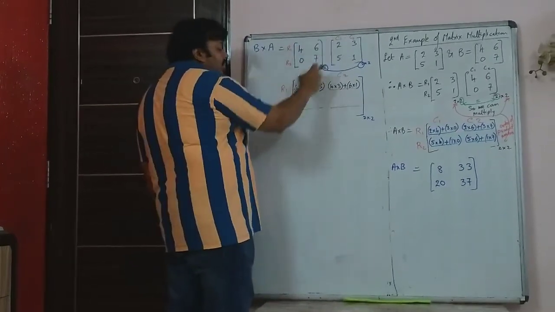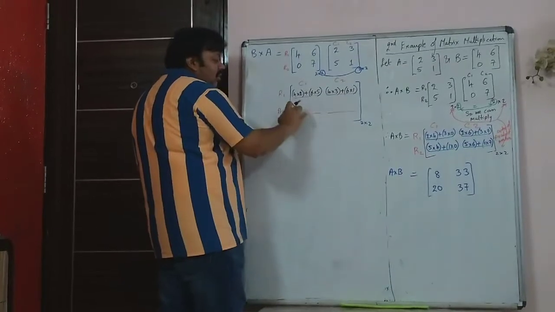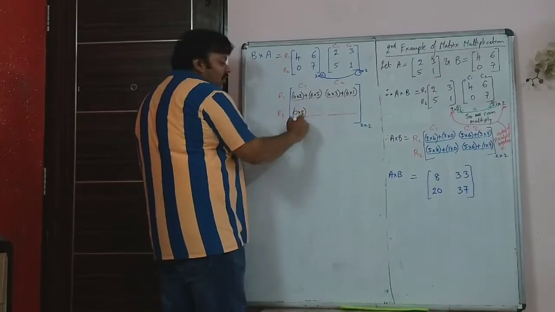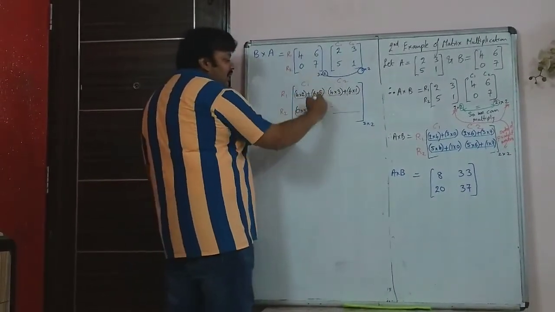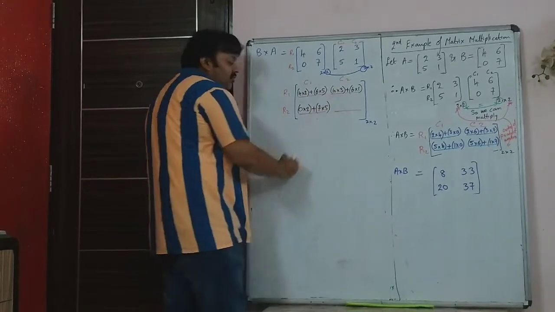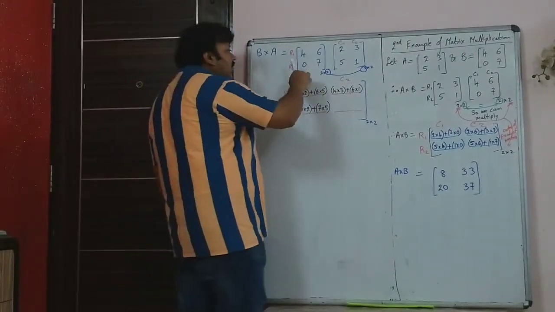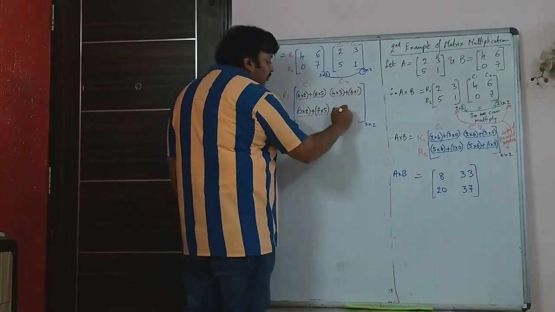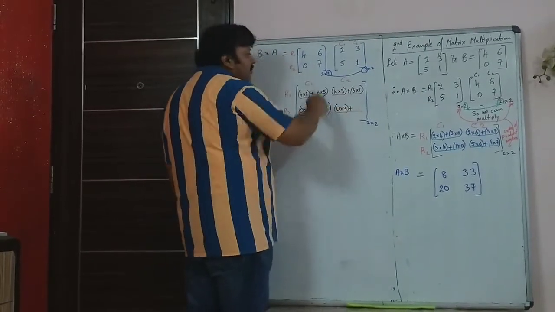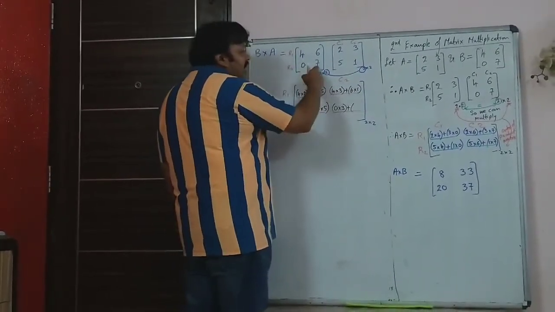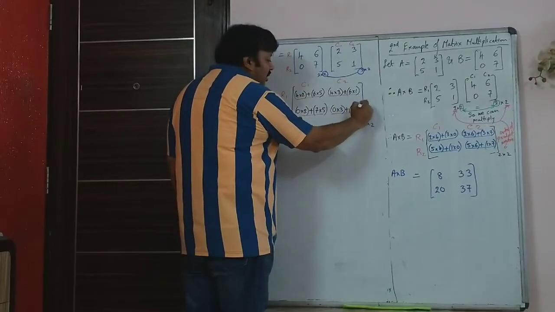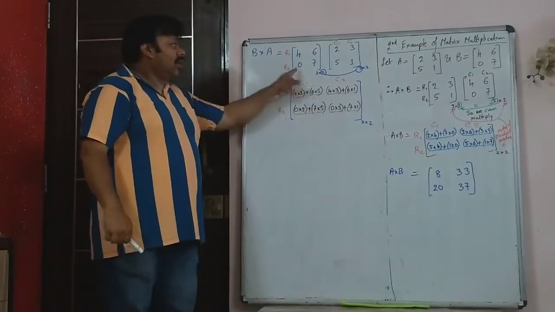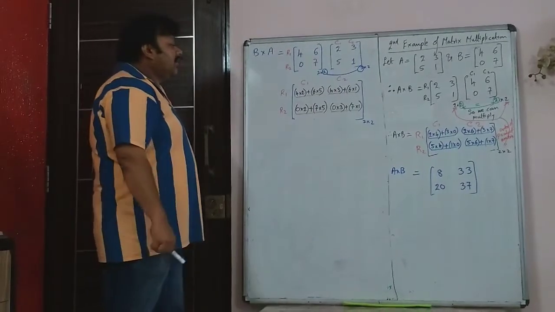For example, row 2 and column 1, this is R2, C1. So 0 into 2, multiplication of first elements, plus 7 into 5, that is multiplication of second elements. Then you have again R2, C2, 0 into 3, plus 7 into 1. First with first and second with second, and that was row 2, column 2.